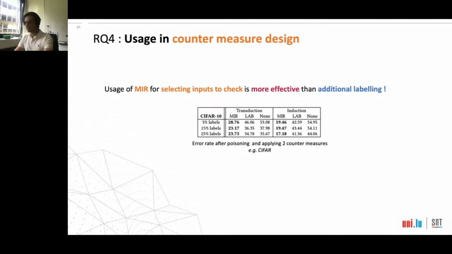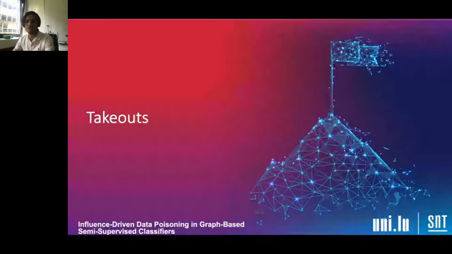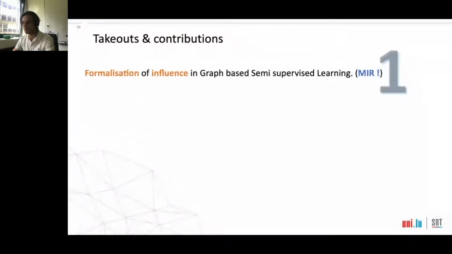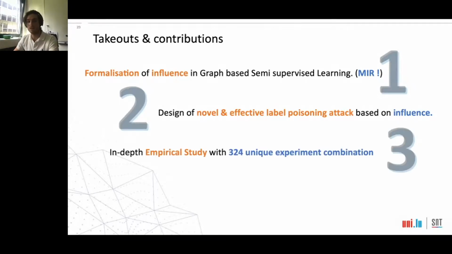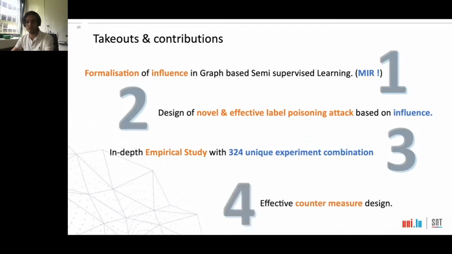Finally, some takeaways for you today. First, and the most important one, we actually formalized the concept of influence in graph-based semi-supervised learning. Number two, we have designed a novel and effective label poisoning attack based on this concept of influence. The third takeaway is that we have conducted a quite in-depth empirical study with more than 300 unique experiment combinations. And finally, we have designed, based on this concept of influence, effective countermeasures.